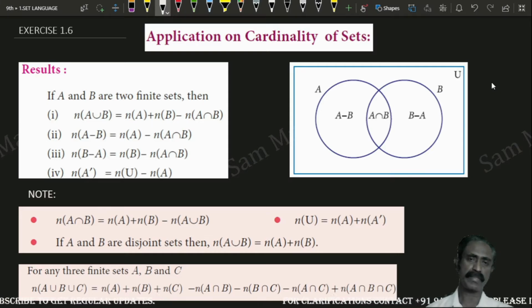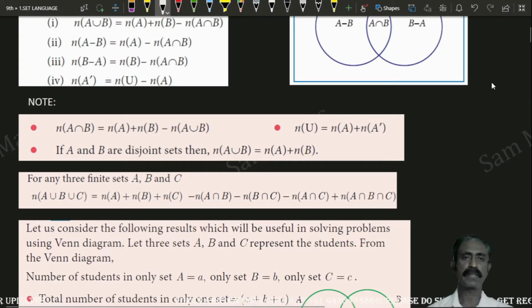For any three finite sets A, B, C, we can write the result as n of A union B union C is equal to n of A plus n of B plus n of C minus n of A intersection B minus n of B intersection C minus n of A intersection C plus n of A intersection B intersection C. All these results you have to mug up. It's very important.